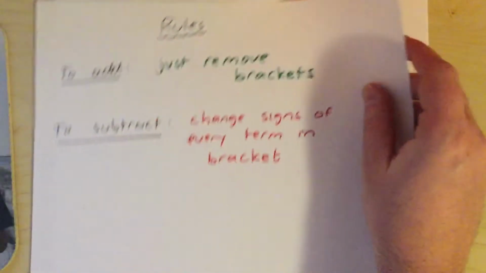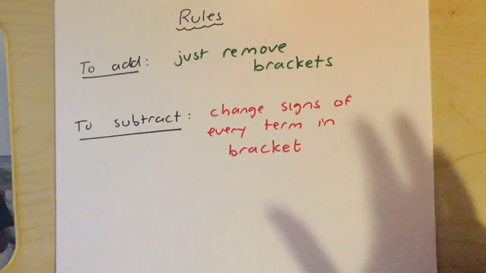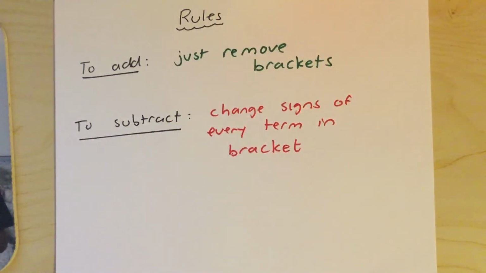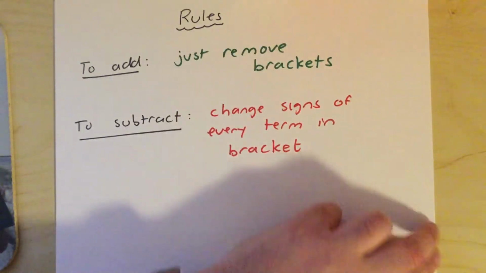The rules. We're going to have stuff in brackets, and if we're adding, then we just remove the brackets and everything's hunky-dory. And if we're subtracting, then we change the signs of everything in the bracket. And obviously I'm going to give some examples of how we do that.